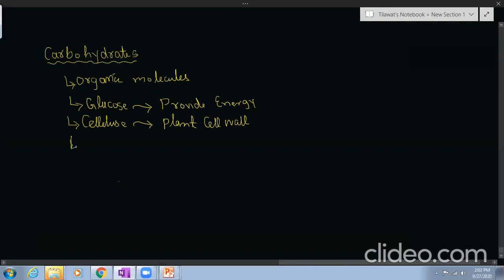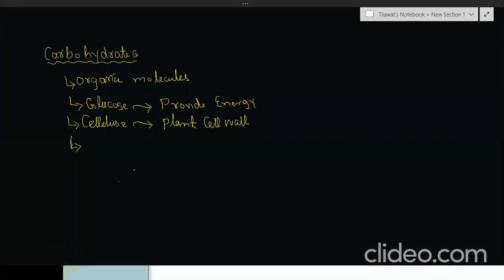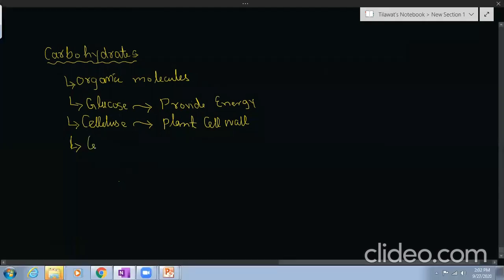Carbohydrates can also play an important role in bacteria. They play an important role in bacterial cell wall formation, right? Like, what does the bacterial cell wall consist of? Peptidoglycan. This glycan is actually the carbohydrate part of that.